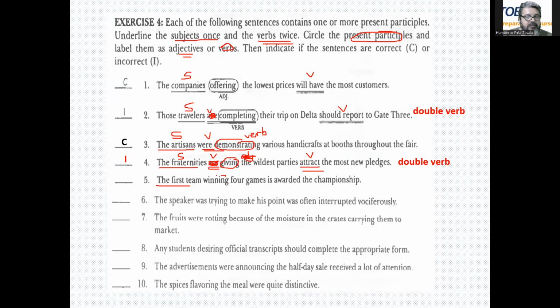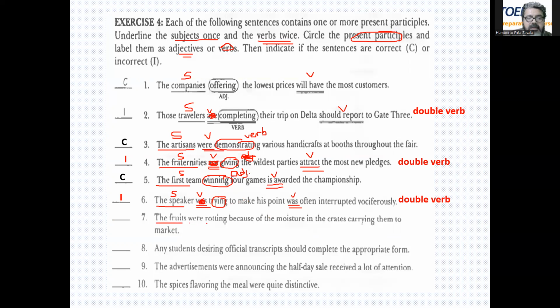The first team winning 4 games is awarded the championship, right? So we got subject, we got verb, and we got the participle working as an adjective describing what team we're talking about. So this is correct. The speaker was trying to make his point, was often interrupted vociferously. So we got the subject, we have a verb, we have another verb, and we have the participle, right? So this is incorrect because we have a double verb. So we eliminate this and make it work as an adjective, main.